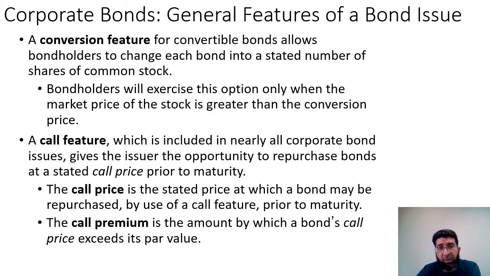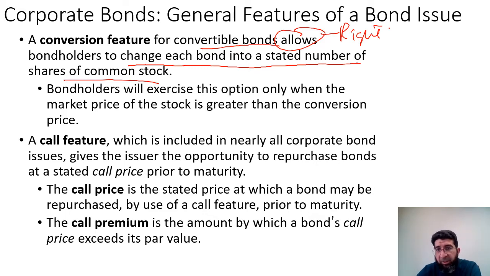Now, a conversion feature for convertible bonds allows the bondholders to change. This is the right granted to the bondholders to change each bond into a stated number of shares of common stock. A simple example would be if I hold 10 bonds, each worth $10. Then I will have $100 invested in bonds, and if the conversion feature is attached to these bonds, then I can convert $100 into stocks.